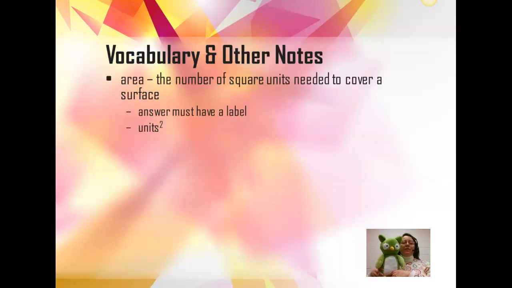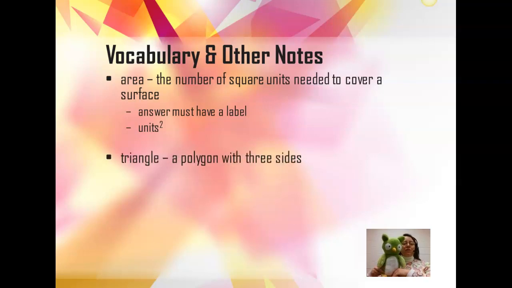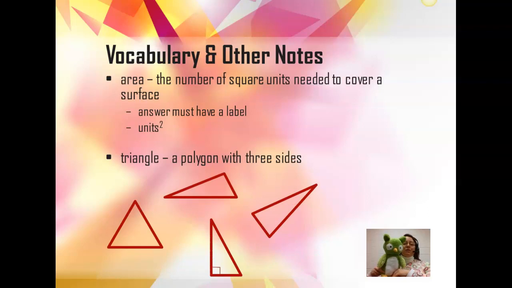Before we begin, let's review some key vocabulary. Area is the number of square units needed to cover a surface. In geometry, your answers must have a label. Units squared indicate area. Today we will be working with triangles. A triangle is a polygon with 3 sides.